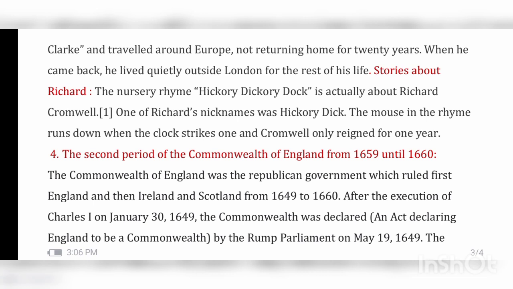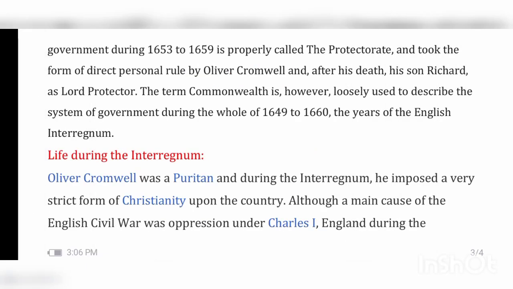The Commonwealth of England was the Republican government which ruled first England and then Ireland and Scotland from 1649 to 1660. After the execution of Charles I on January 30th, 1649, the Commonwealth was declared by an act of the Rump Parliament in May 1649.